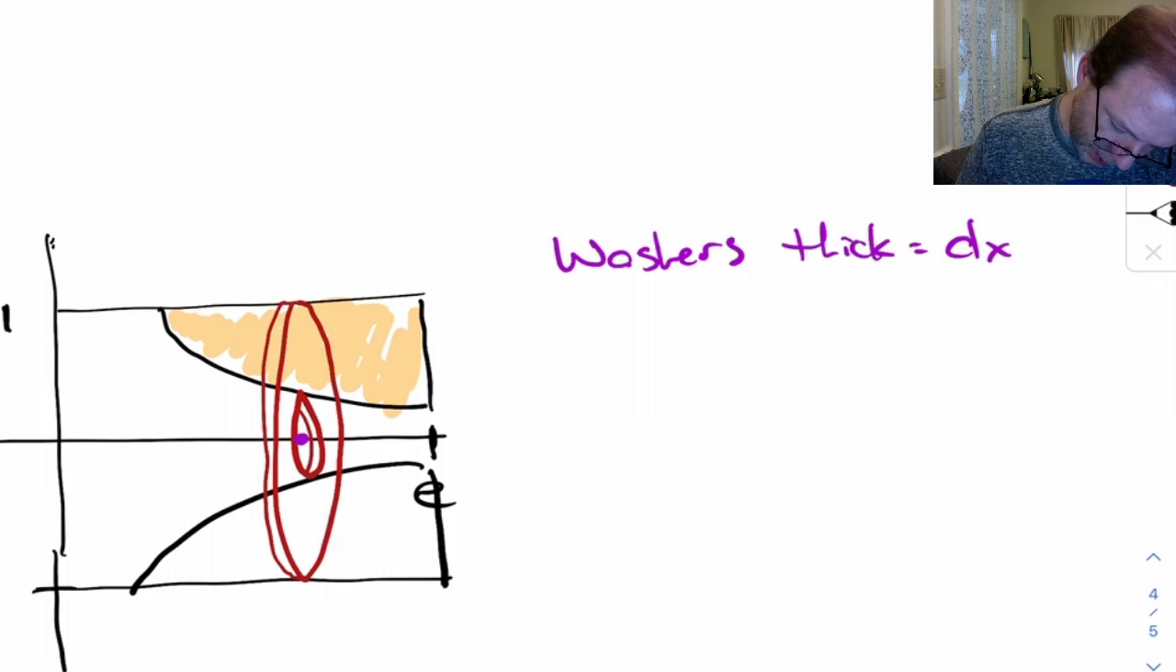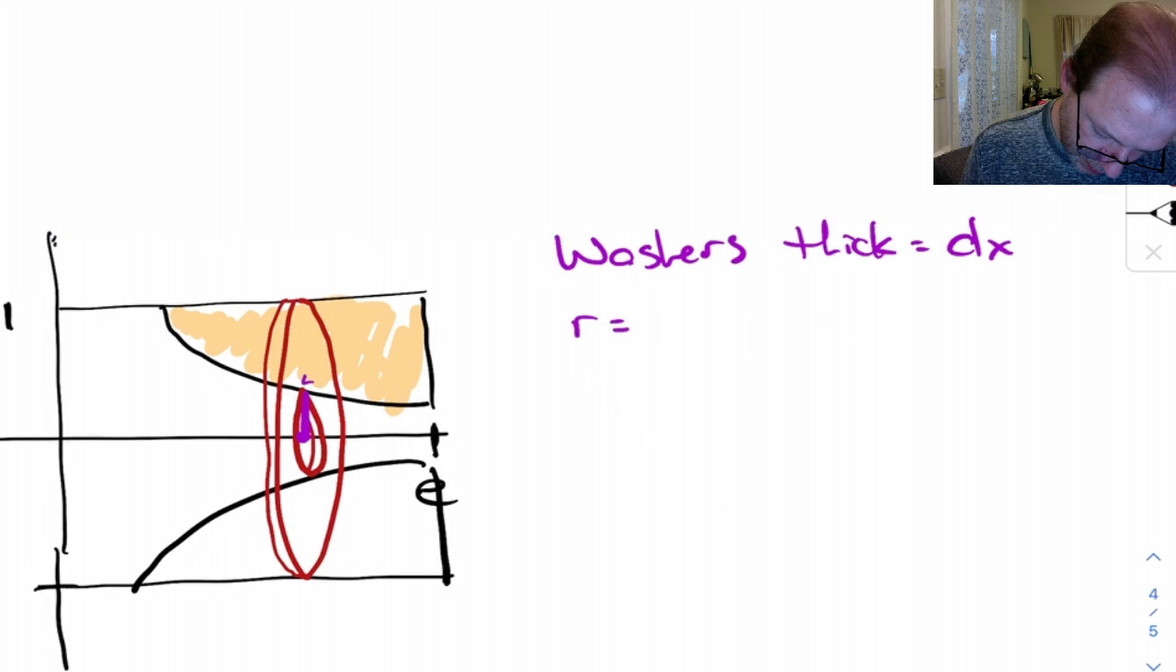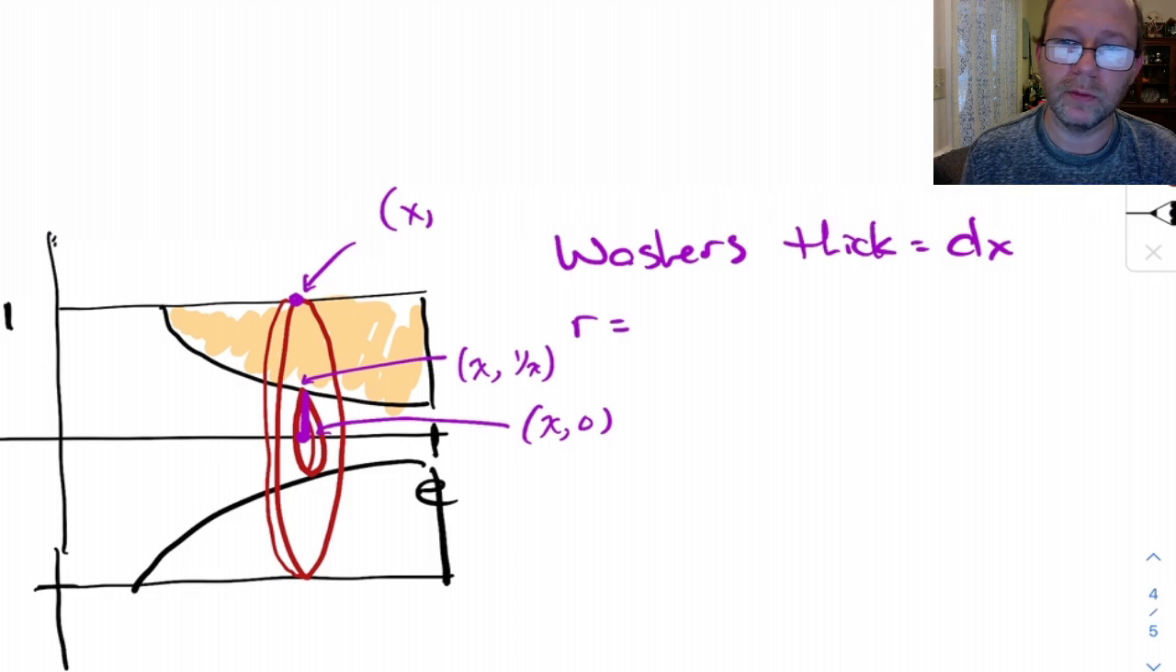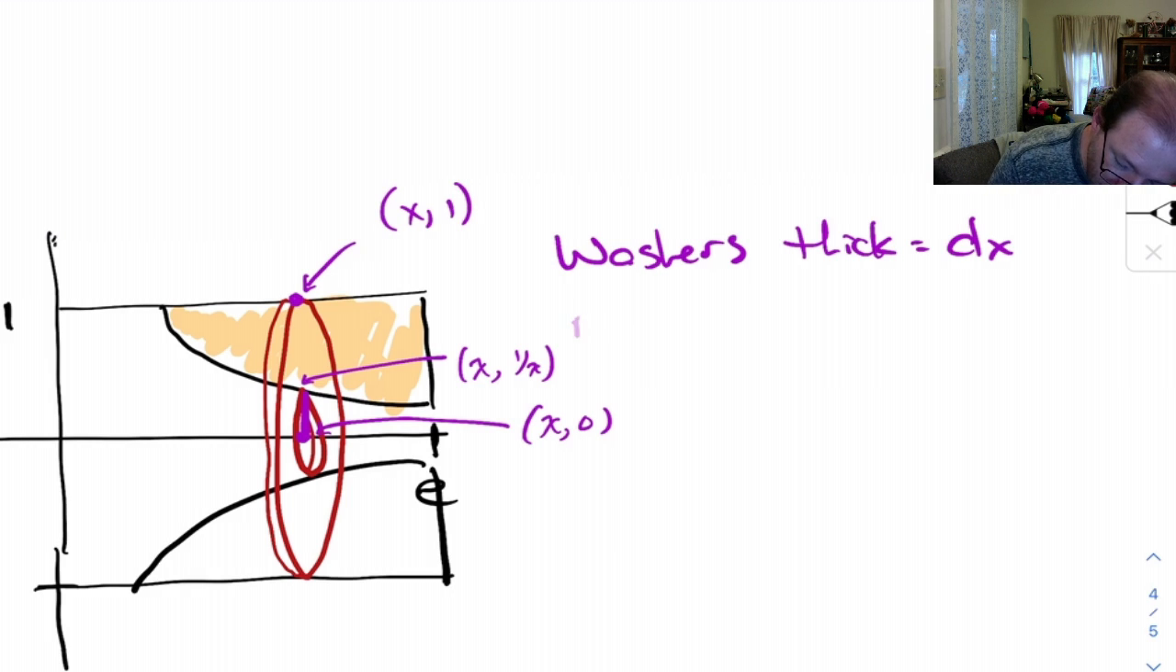And let's see, what else? We need the radius. The little radius, that's from the curve down to there. So this point is x comma 1 over x. Got that backwards. The x coordinate is x, the y coordinate is 1 over x. This piece here, the x coordinate is x, the y coordinate is 0. And up here, the x coordinate is x, and the y coordinate is what? 1. All right, so little r, actually let's do big R first. Big R is 1, little r is 1 over x.